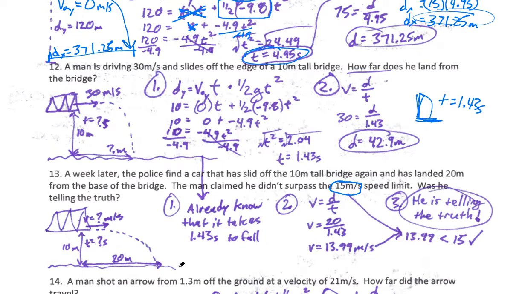So my distance is 20 meters, because that's the known distance of the car. My known time is 1.43, so then I get a velocity of 13.99 meters per second. But usually this would be the answer, right? But it's not the answer. The answer is, was he telling the truth? Now, if the speed limit was 15 meters per second and he said he didn't go over the speed limit, he actually didn't. Mathematically, it supports that he was at 13.99 meters per second, which is not greater than 15 meters per second. So, yes, he is telling the truth.